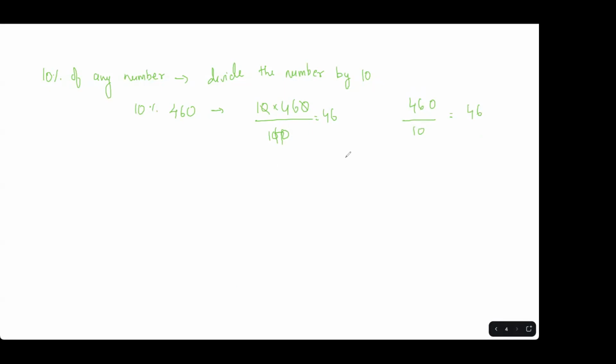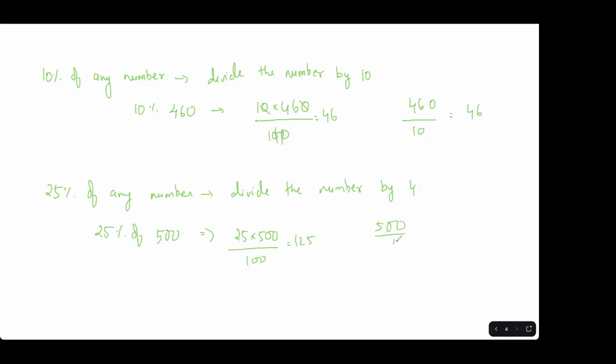Understood? 25% of any number, divide the number by 4. Got it? So 25% of, let's say, 500. The answer will be 25 into 500 upon 100, which is 125. And if you directly divide 500 by 4, you will also get the answer 125.